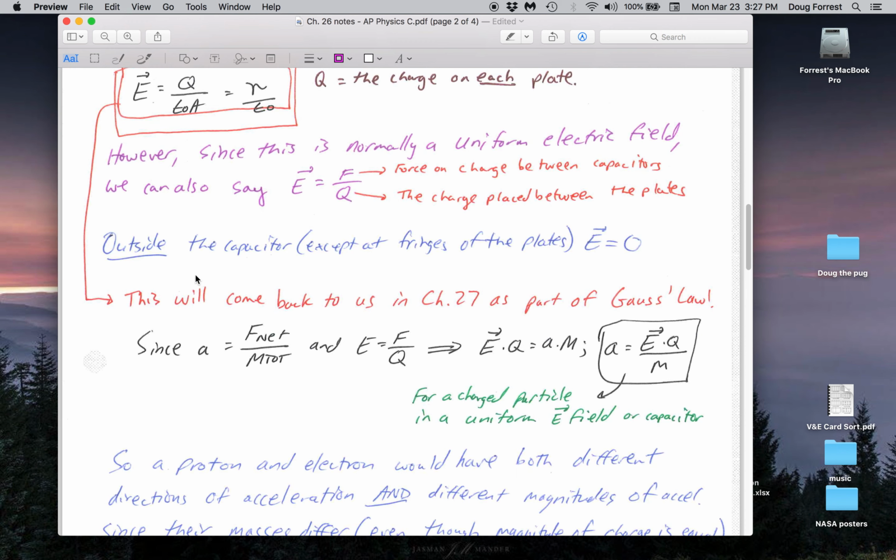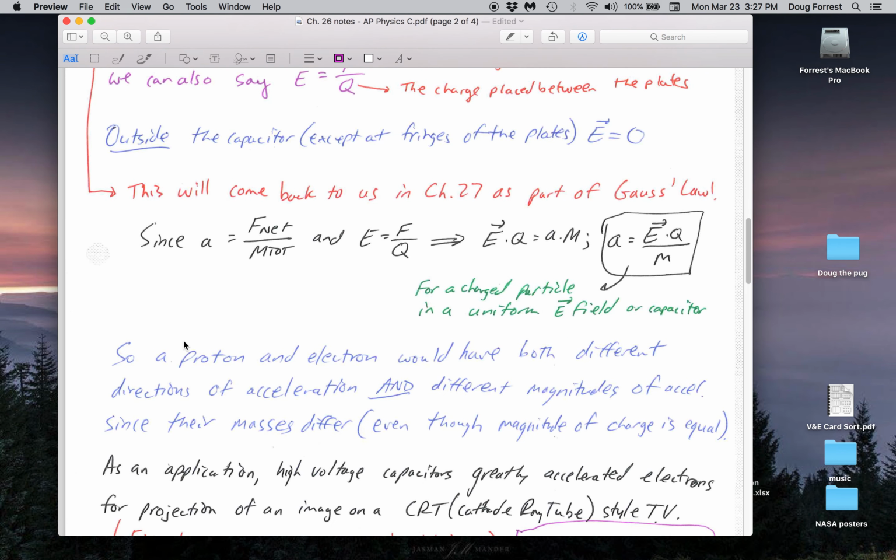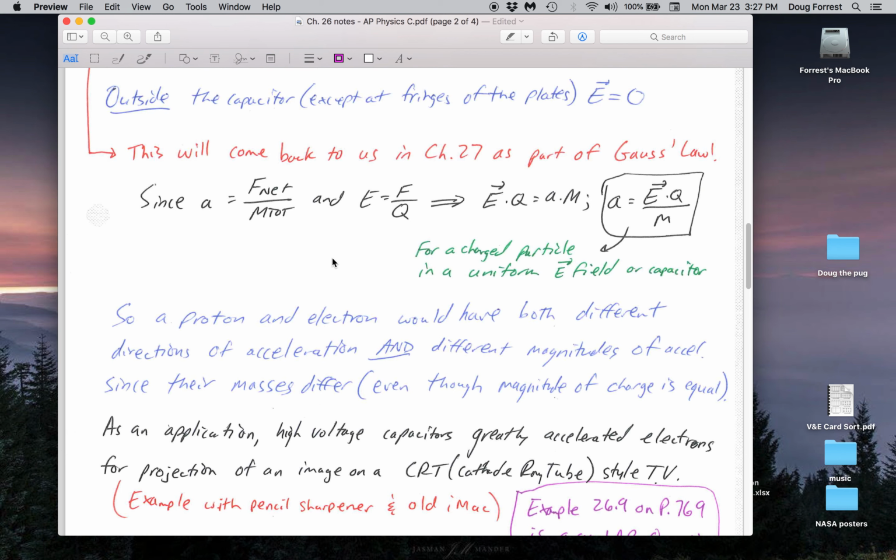At any rate, so let's say you're trying to figure out how much a charge is going to be accelerated between the plates of a capacitor in an electric field. Well, we go back to Newton's second law, law of acceleration, always comes back to this. And if the electric field is force over charge, then we basically get m times a would be the force over q. So if we want to find the acceleration, we rearrange that. The acceleration is equal to E times Q divided by mass.